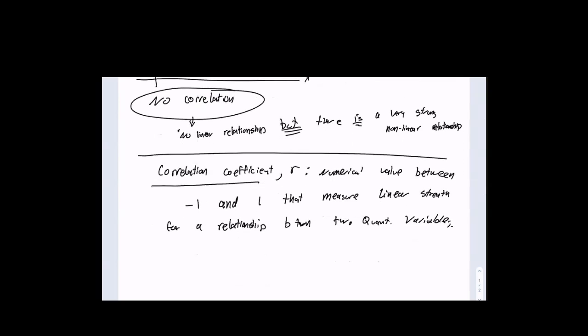It's between two quantitative variables. And so if we don't have two quantitative variables, you cannot say the word correlation. There's not two quantitative variables. There is no such thing as correlation. You can say that there is an association.